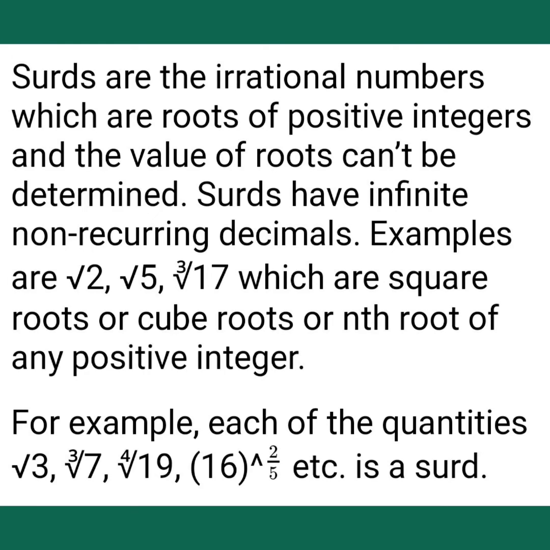For example, each of the quantities root 3, cube root of 7, fourth root of 19, etc. is a surd. Similarly, the combination of rational plus irrational number is also a surd. For example, 2 plus root 2 is a surd. 5 plus root 5 is also a surd.